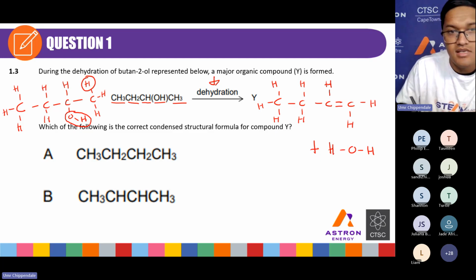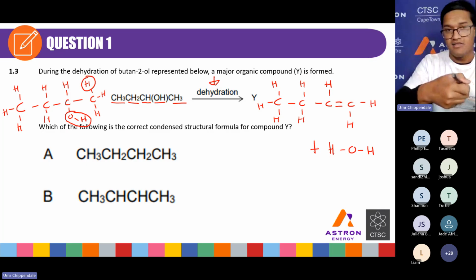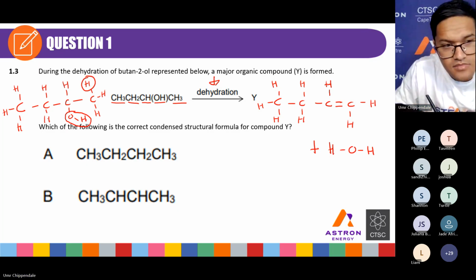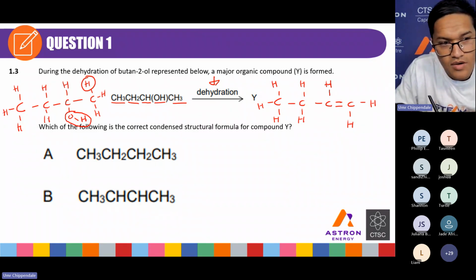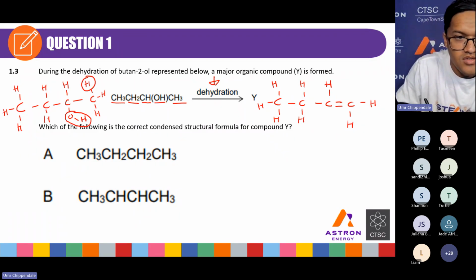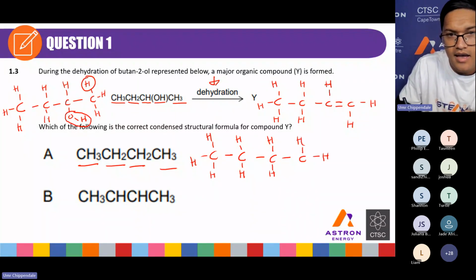What we now need to do is see which of our options, A, B, C, or D, is the molecule that we have. So I'm going to erase this out of the way, because we know water is a byproduct, but that's not the main part we are focusing on. Dealing with A, we start over here: CH3, that's 1, 2, and 3. Then we move on to CH2, then the other CH2, and then CH3.